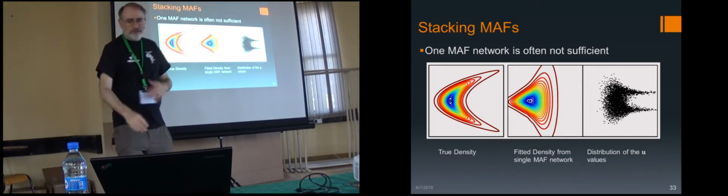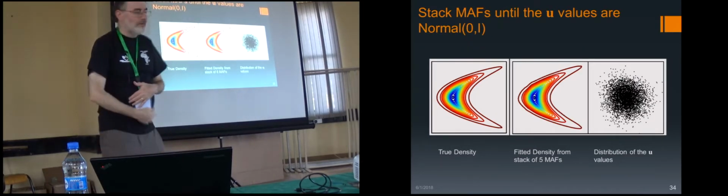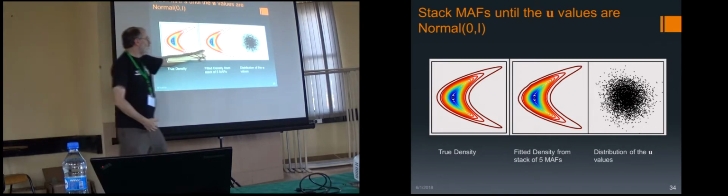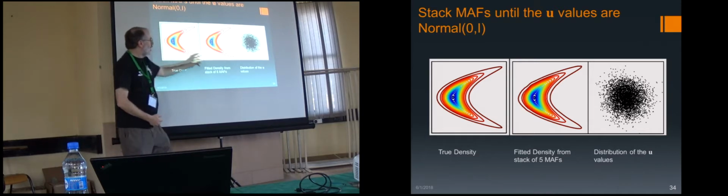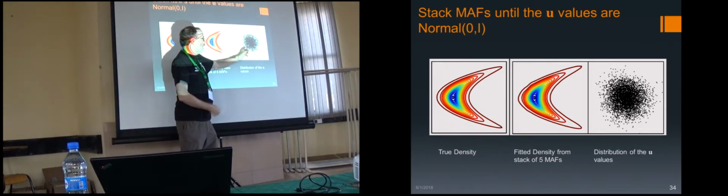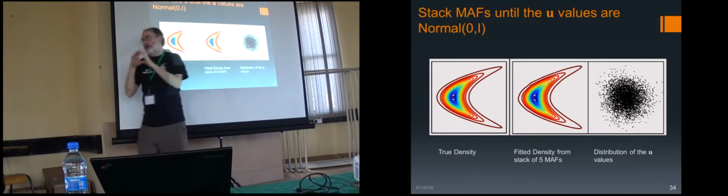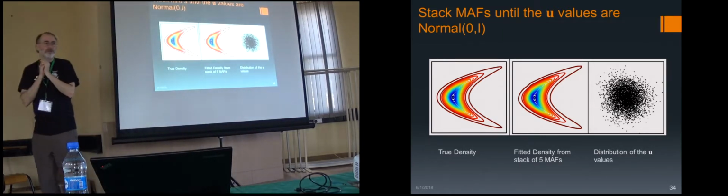If we do it 5 times, we end up with this as the fit. So now our fitted density is pretty good. It's got a few wiggles and wobbles. And our U values, 5 levels deep, really do look like they come from a nice circular normal distribution.